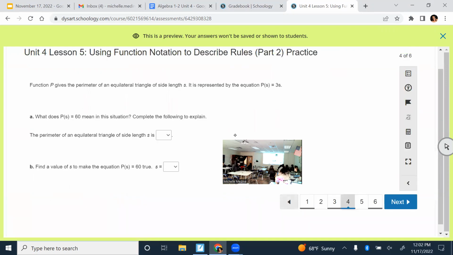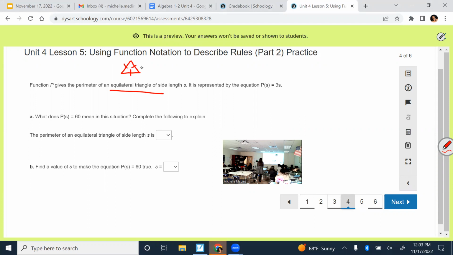So function P gives the perimeter, and this one's a good one. It might have looked just like something on the quiz, right? That's how you have these done ahead of time, so you can have questions ahead of time. But it gives the perimeter of an equilateral triangle of side length S, and it's represented by the equation. What do we know about equilateral triangles? What's special about them? They have all equal sides.